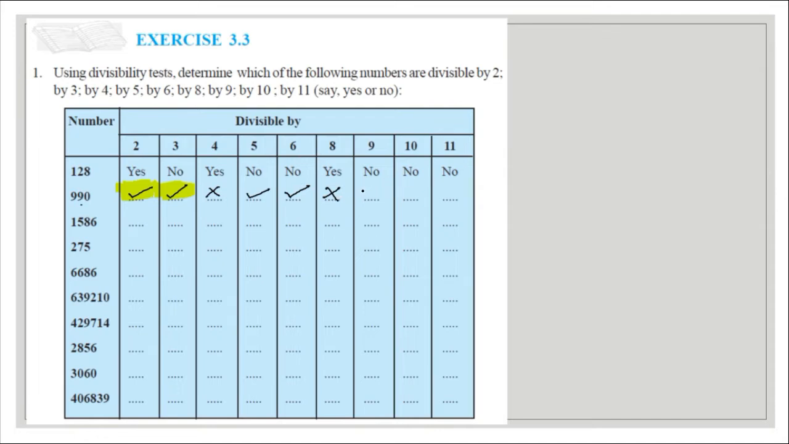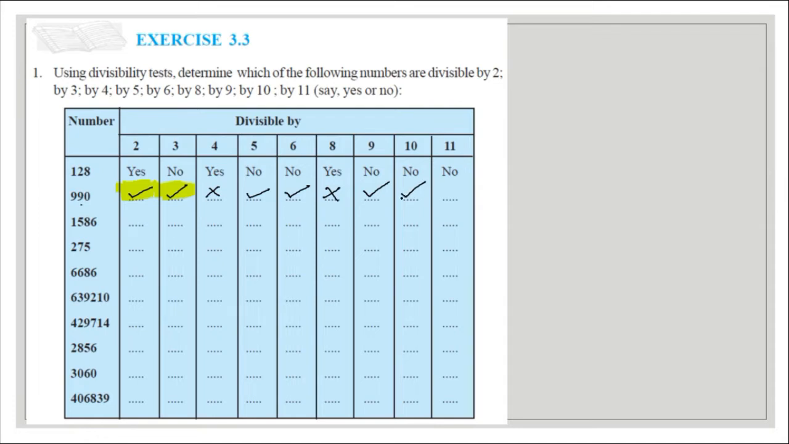990, the sum of the digits 9 plus 9 plus 0 is 18, and 18 is divisible by 9. Therefore, the given number 990 is divisible by 9. Since it is ending with 0, it is divisible by 10.